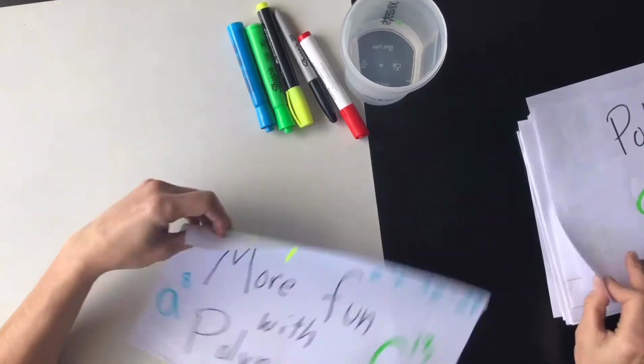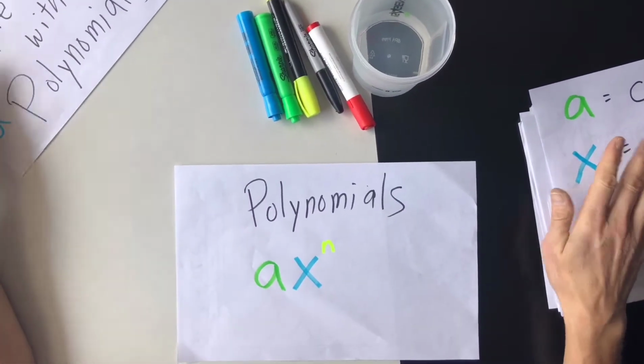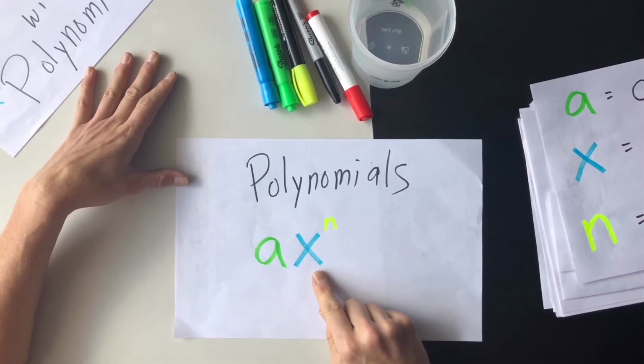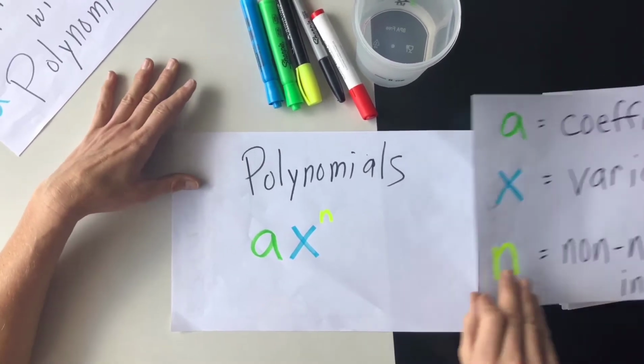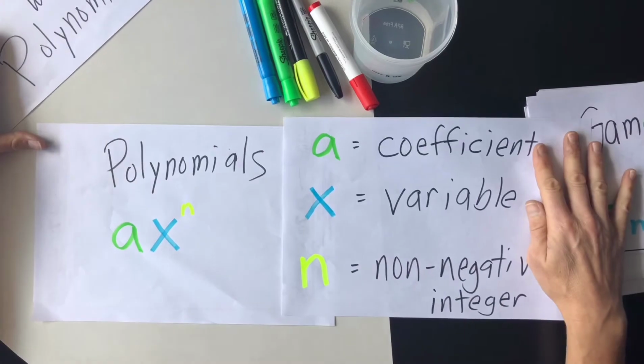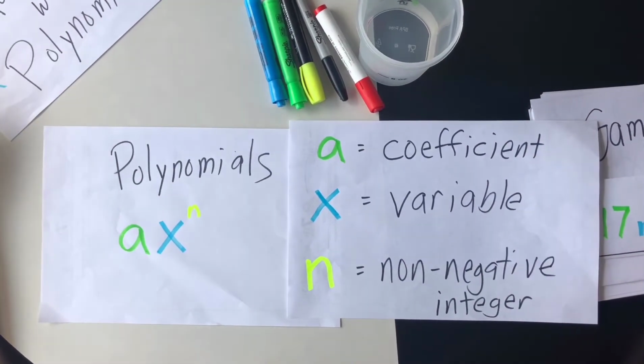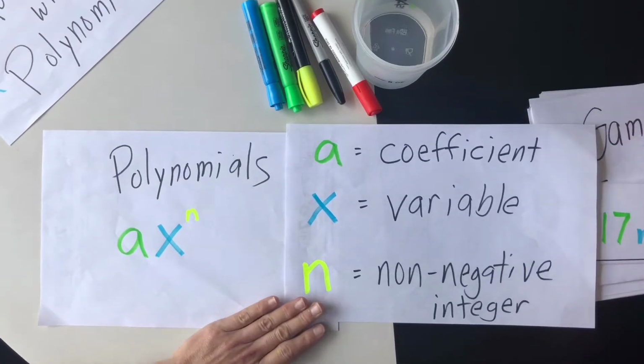Fun with polynomials. Remember, what is a polynomial? It is when you have any term in the form of a times x to the n, where a is the coefficient, x is the variable, and n is the non-negative integer. So, first of all, we're going to play this little game.